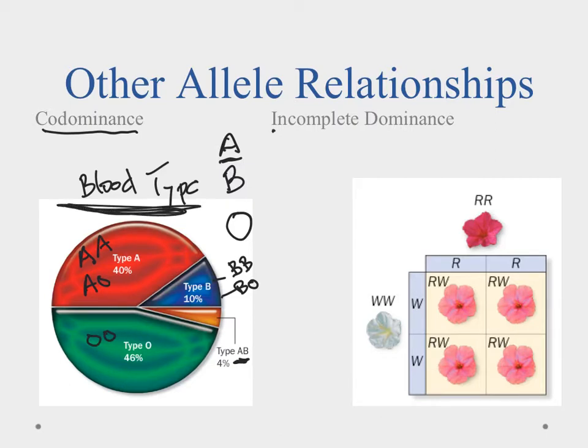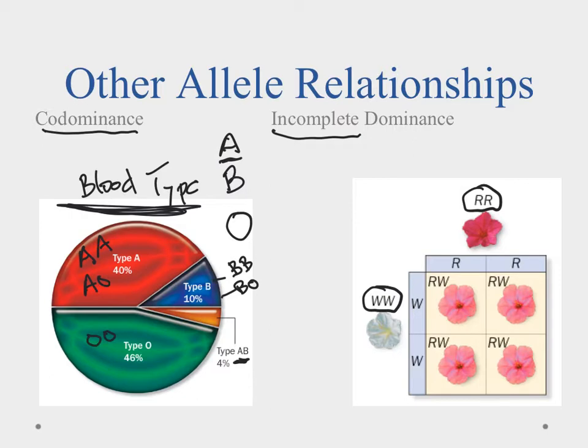Now we can also have what we call incomplete dominance. Incomplete dominance means that dominance is there, but it doesn't show everything. And we see this in some flowers. If we take a red flowered individual here and we cross it with a white flowered individual there, the red is what we would consider a dominant trait. The white's going to be the recessive trait.